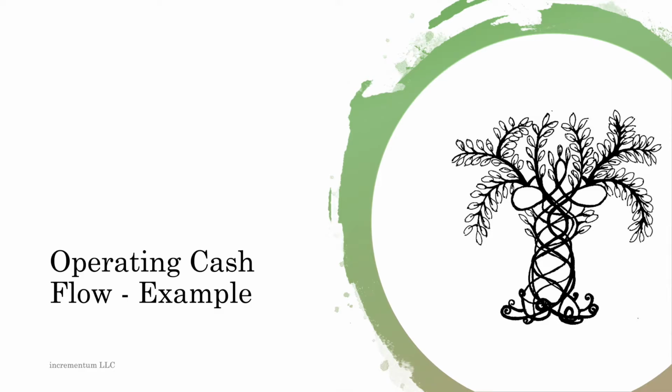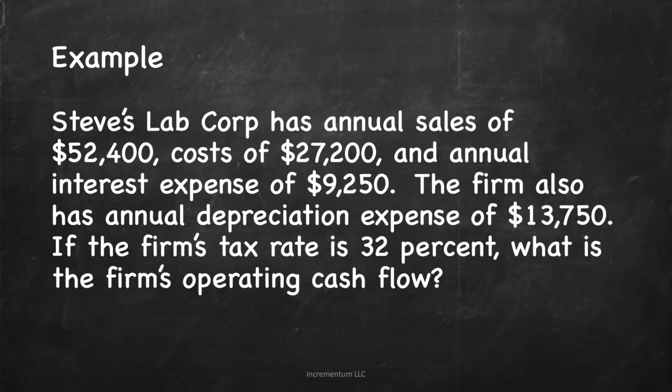We're going to try an operating cash flow example. Steve's Lab Corp has annual sales of $52,400, cost of $27,200, and annual interest expense of $9,250. The firm also has annual depreciation expense of $13,750. If the firm's tax rate is 32%, what is the firm's operating cash flow? Always go to your question first.